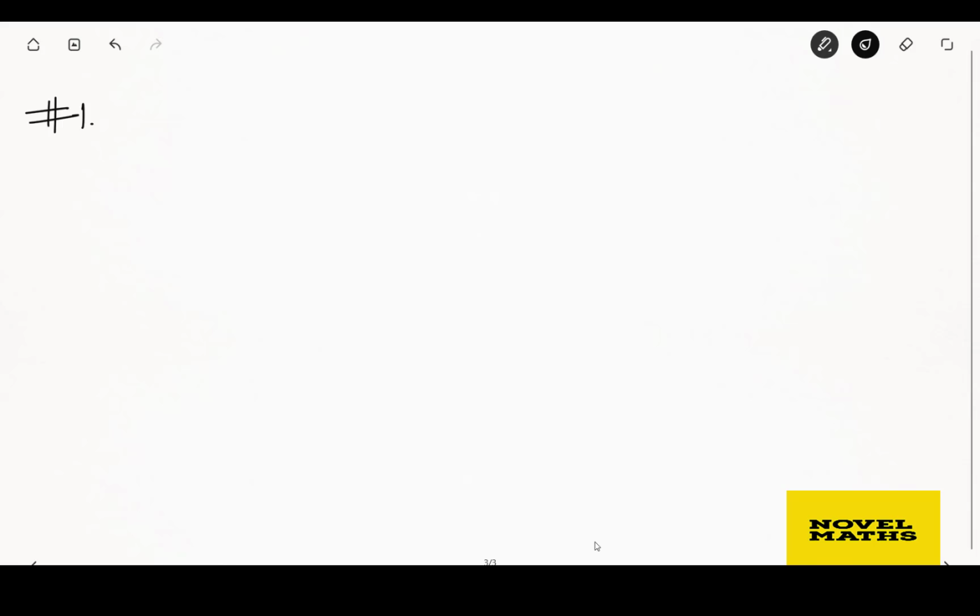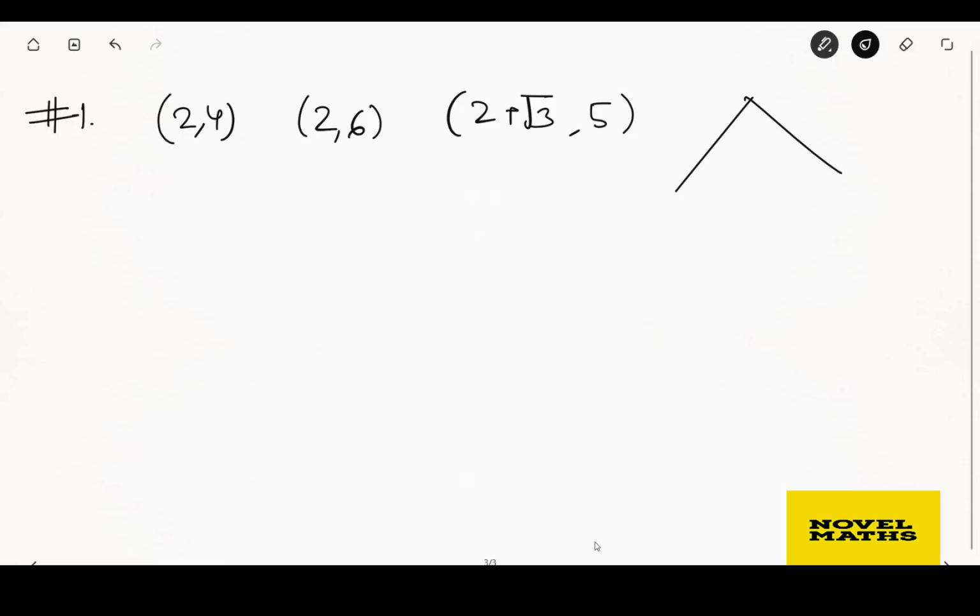So the first question is, we need to prove that these points belong to an equilateral triangle: (2, 4), (2, 6), and (2 plus root 3, 5). You can pause this video and try to solve it. Equilateral triangle means the distance between all these points would be the same, right? So just calculate the distance.